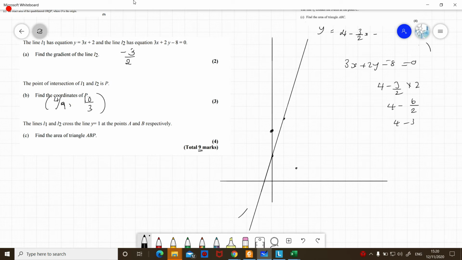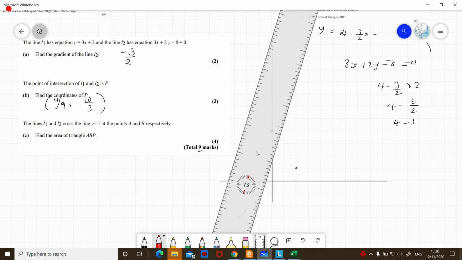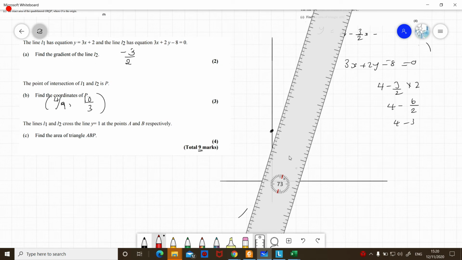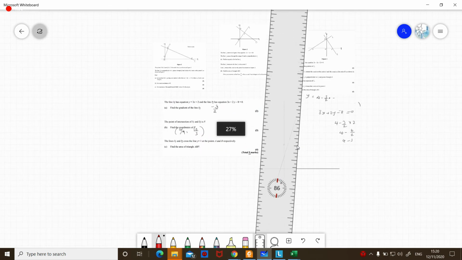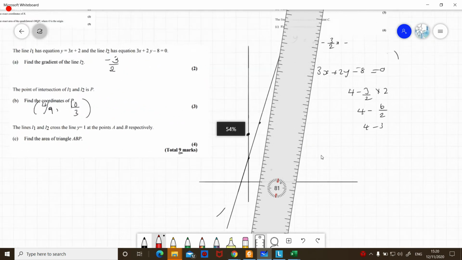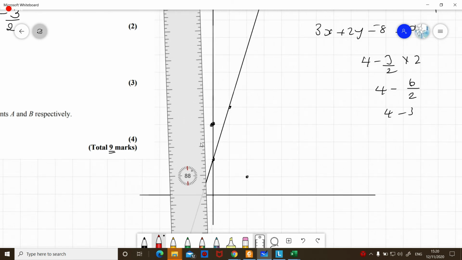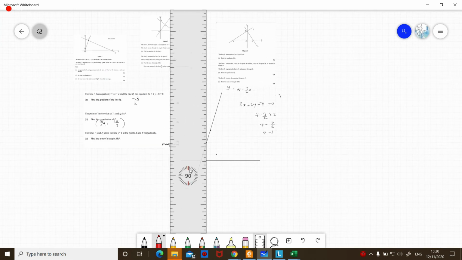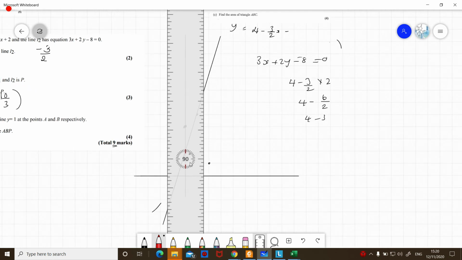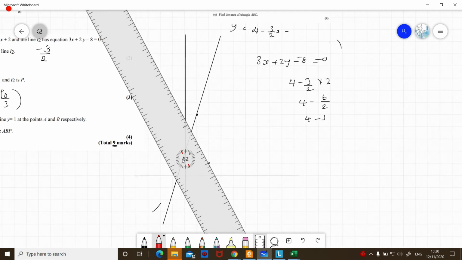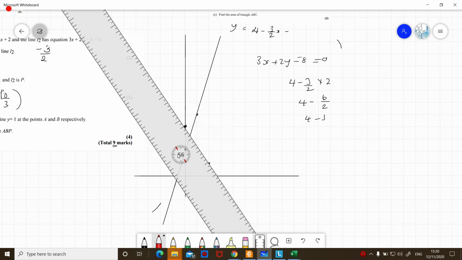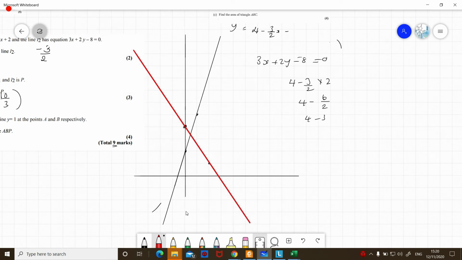So now we can draw the second line. I'll change my color. Sorry, it's a bit fiddly, I do apologize. So now we can draw this line. So now we've got these two lines.